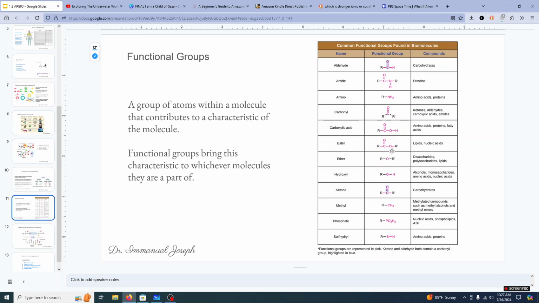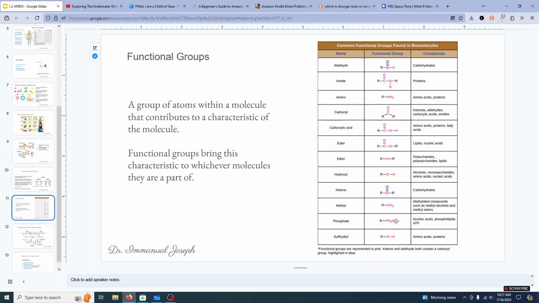Then we have esters. Esters are carbon double bonded to O, and you have a variable group on one side. Then you have oxygen, which is attached to another variable group. So COO, that's an ester group.